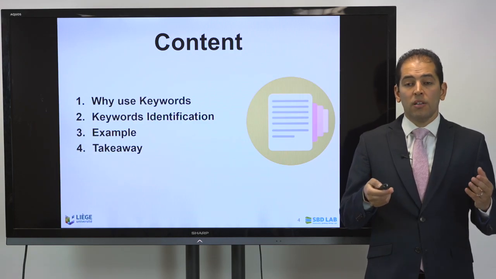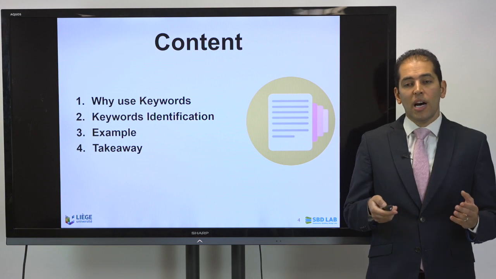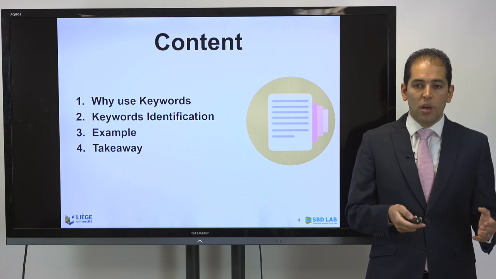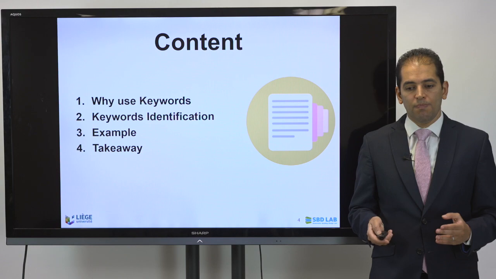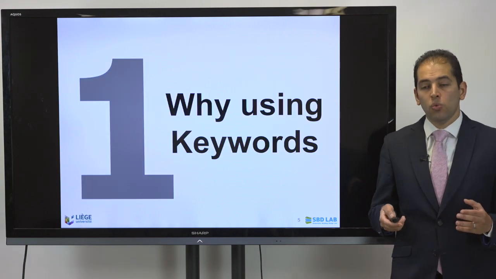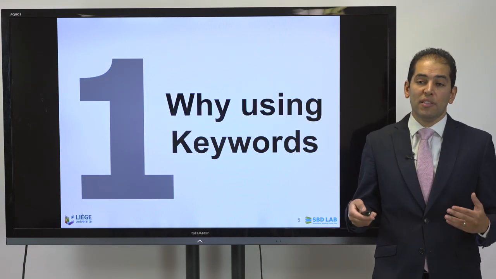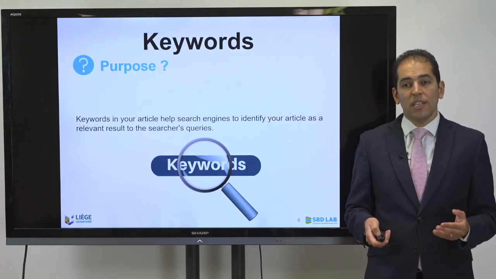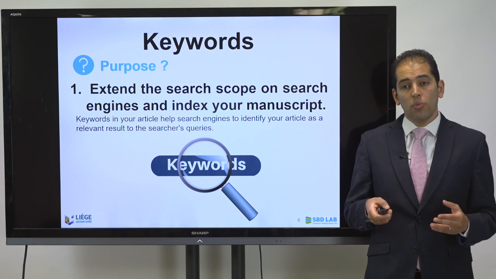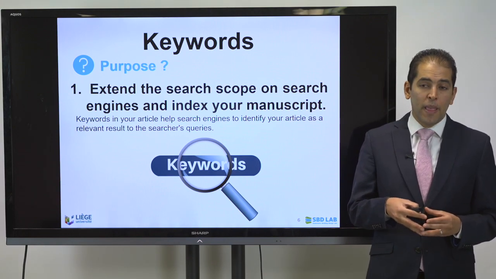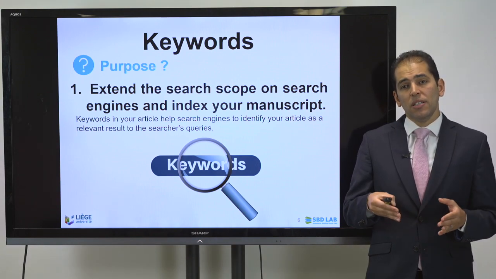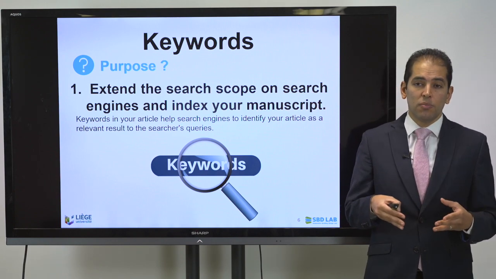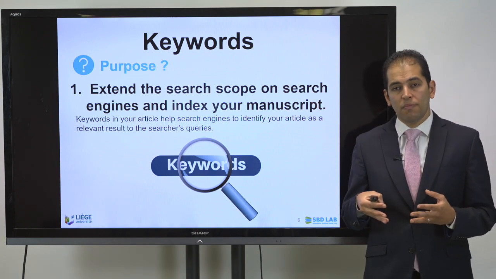I'm going to talk about why do we use keywords, how to identify them, some examples and some takeaway messages. So let's start with the first question. Why do we use keywords if we have already a title for our work? Well, the main purpose of using keywords is to extend the search scope on research engines, and at the same time also make it easy to index your manuscript in catalogs in libraries.